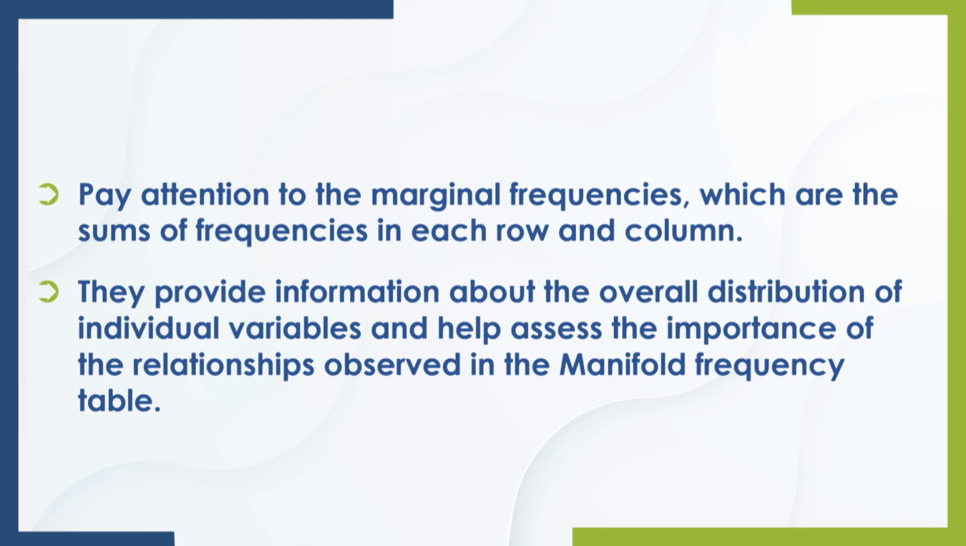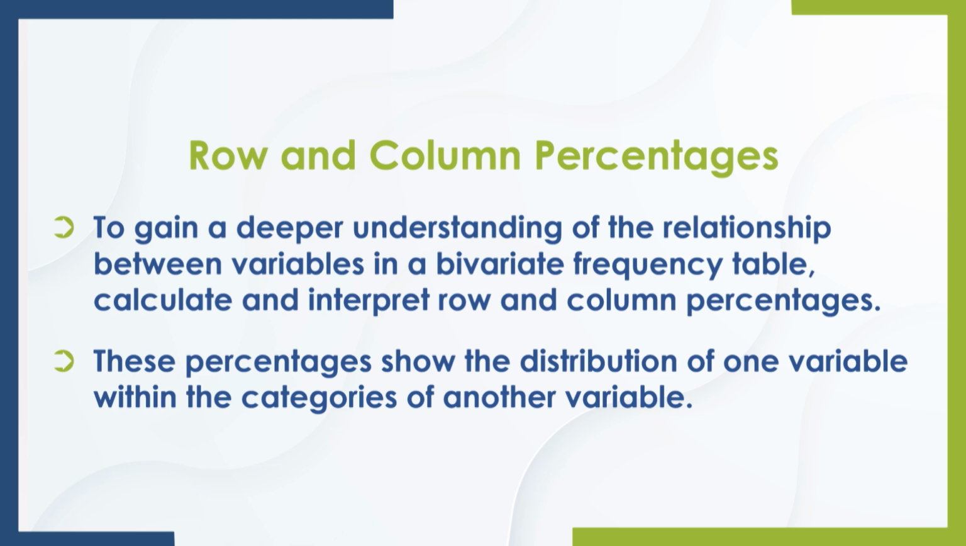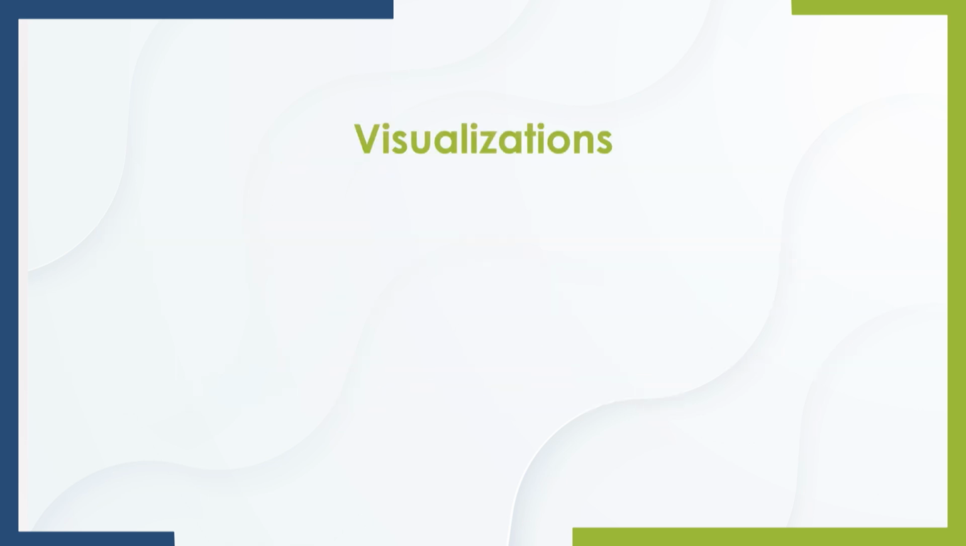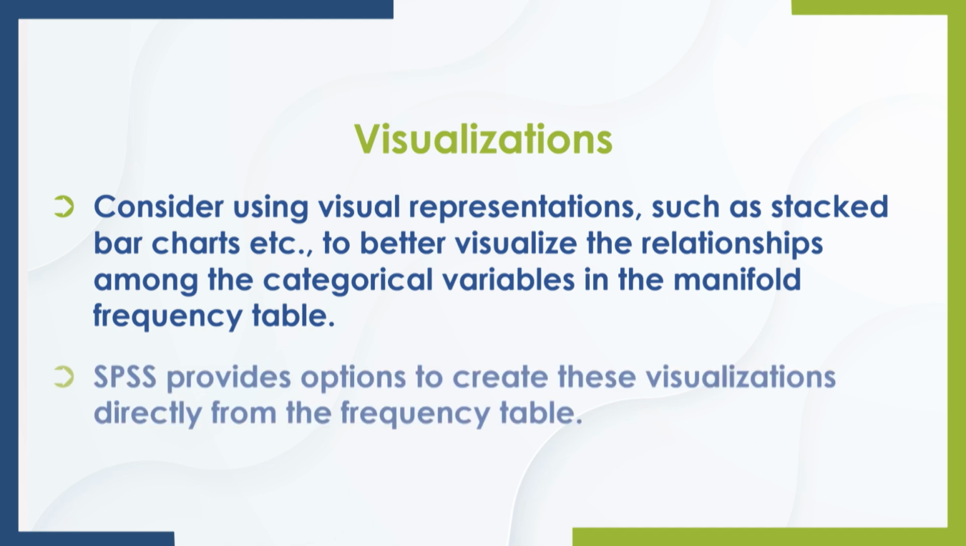the manifold frequency table. Row and column percentage. They give a deeper understanding of the relationship between variables in a bivariate frequency table. Calculate and interpret row and column percentages. These percentages show the distribution of one variable within the categories of another variable. Visualizations. Consider using visual representations such as stacked bar charts to better visualize the relationship among the categorical variables in the manifold frequency table. SPSS provides an option to create this visualization directly from the frequency table.